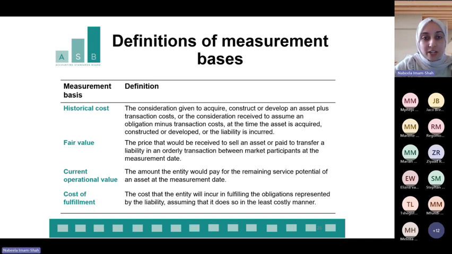Current operational value. This is a new measurement base. It is the amount the entity would pay for the remaining service potential of an asset at the measurement date. And lastly, cost of fulfillment. This is the cost that the entity will incur in fulfilling the obligations represented by the liability, assuming that the entity does so in the least costly manner.